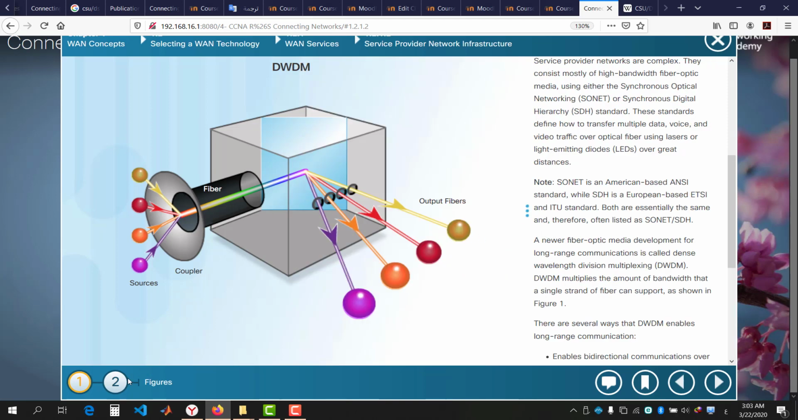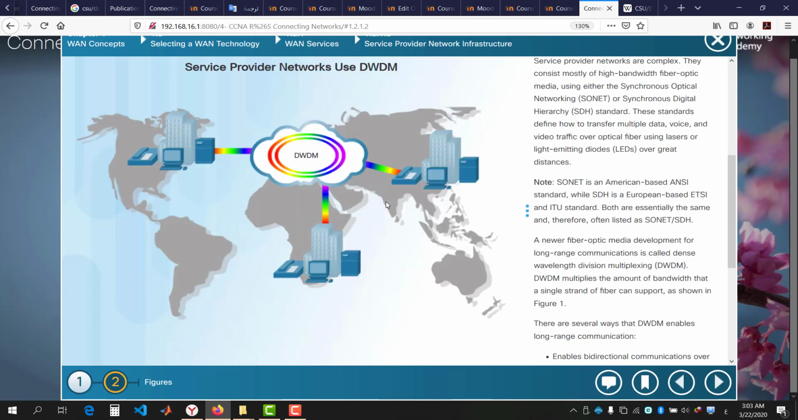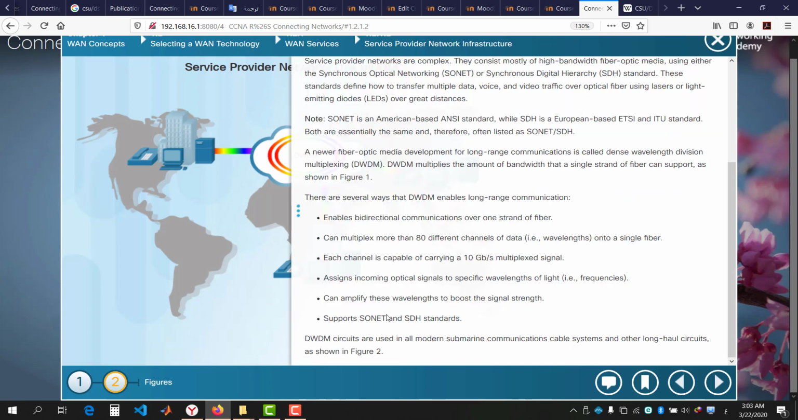And in figure 2 it illustrates that this technology, DWDM, is used nowadays all over the world, as you can see, not SONET or SDH.